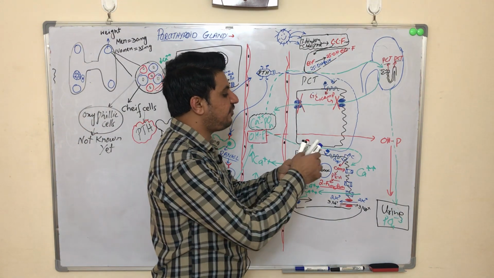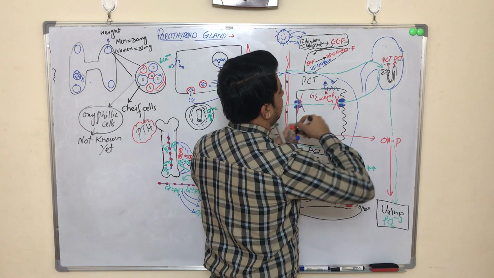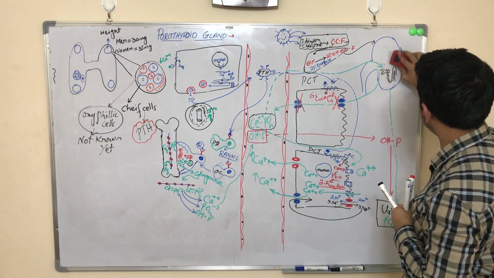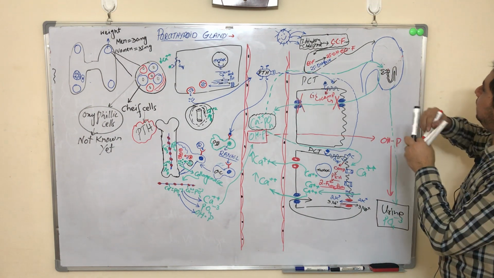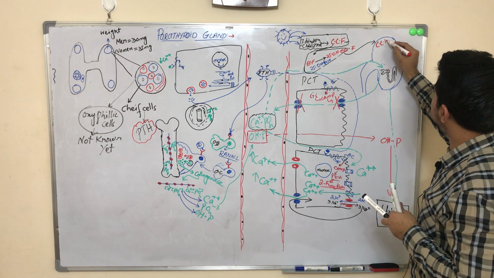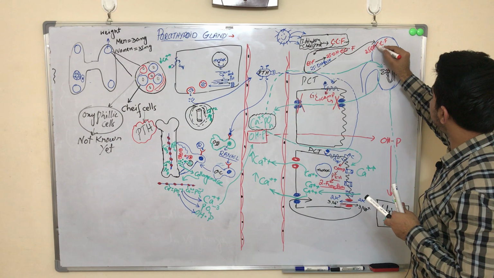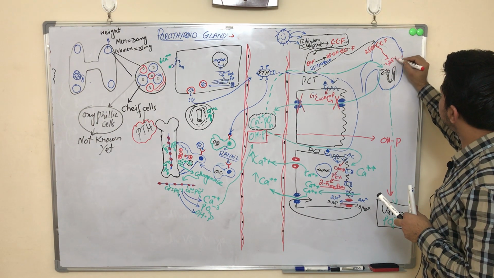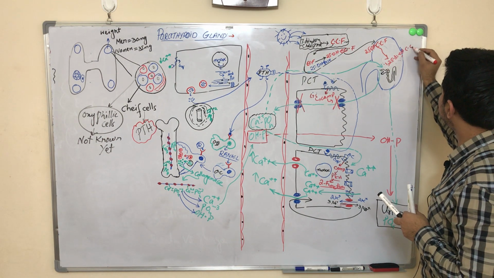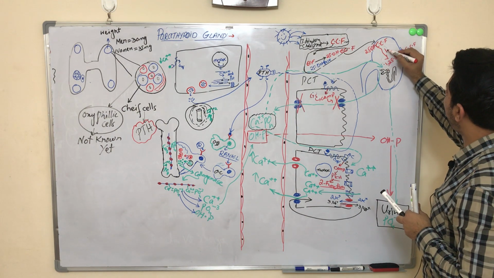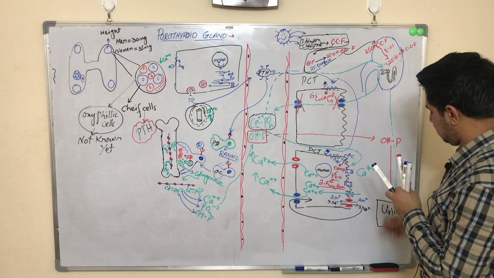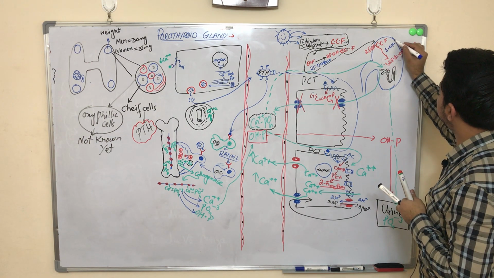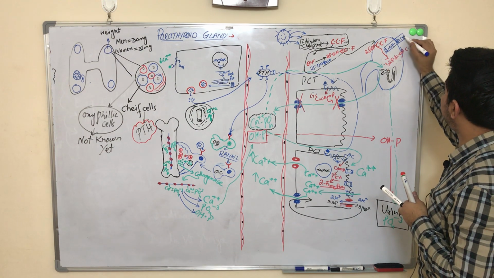Now this 25-hydroxycholecalciferol will go toward the kidney. Okay, let me erase this. In the kidney, this 25-hydroxycholecalciferol will be converted into 1,25-dihydroxycholecalciferol with the help of the enzyme 1-hydroxylase. Once again, listen to me.